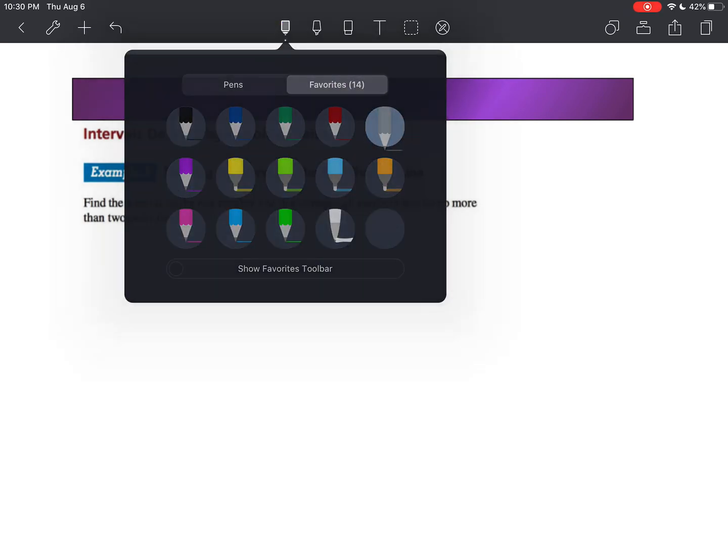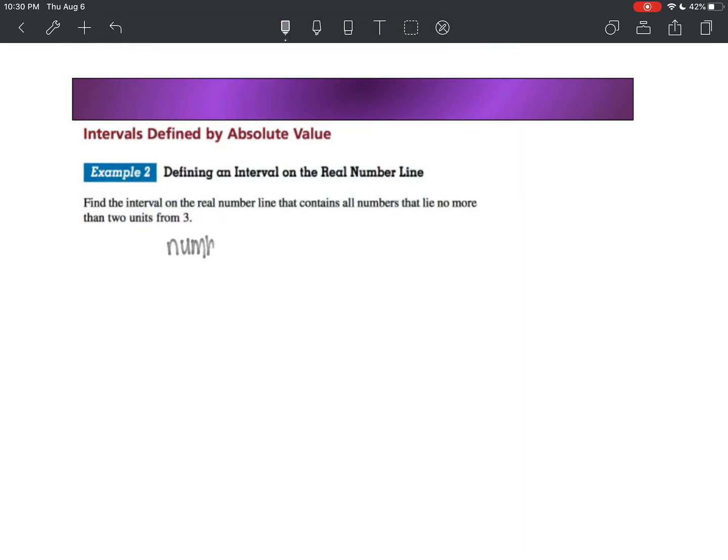let me write this in gray. The numbers that lie no more than 2, so it could be 2 or less than 2, from 3. So the numbers from 3 on a number line, here's 3. The numbers from 3 that are no more than 2 units. So I go 2 units to the left, and I go 2 units to the right. So my answer is going to be between 1 and 5.